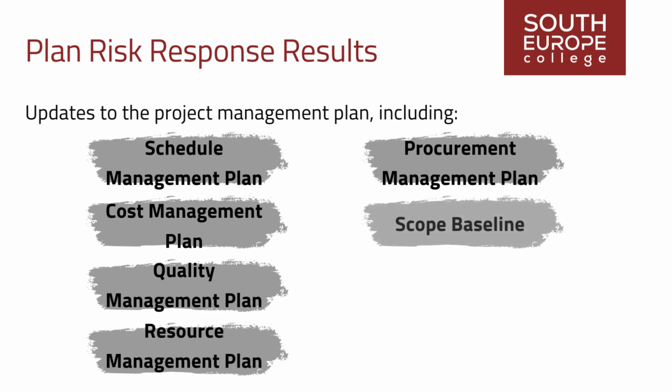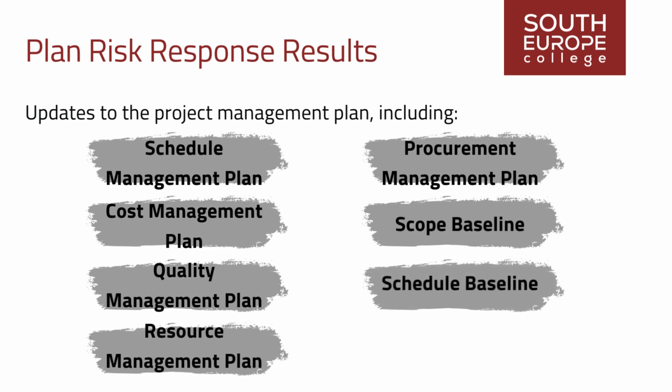Scope baseline. Adjustments in the scope baseline respond to approved changes in scope resulting from agreed-upon risk responses. Schedule baseline. Changes in the schedule baseline are incorporated in response to approved adjustments in schedule estimates resulting from agreed-upon risk responses. Cost baseline. Adjustments in the cost baseline are incorporated based on approved changes in cost estimates resulting from agreed-upon risk responses.